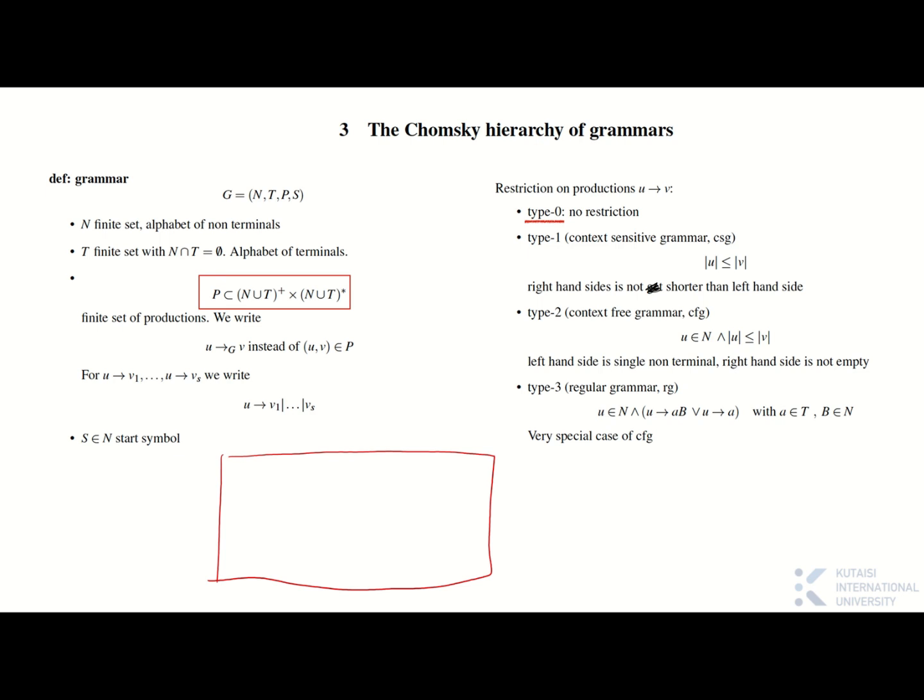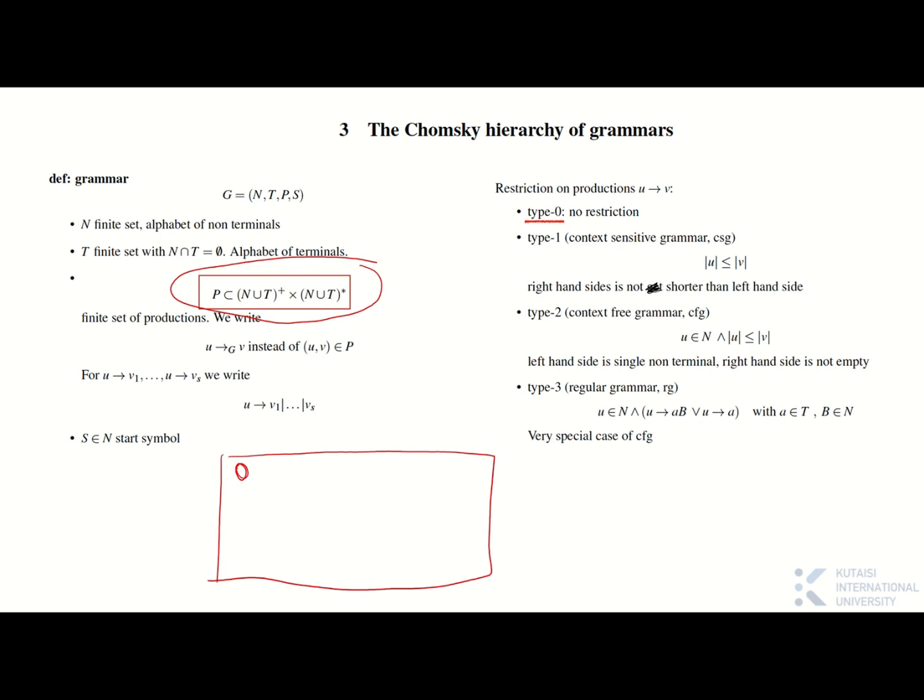I will say that my grammar is type 0 if there are no restrictions whatsoever. That means I'm just given N, T, P, S, where N is finite, T is finite, and P is something like this. The only restriction really is that the left-hand side cannot be empty, because it makes no sense to derive something from nothing. So the only restriction is that, and then you have productions, and if you say nothing else, your grammar is type 0.